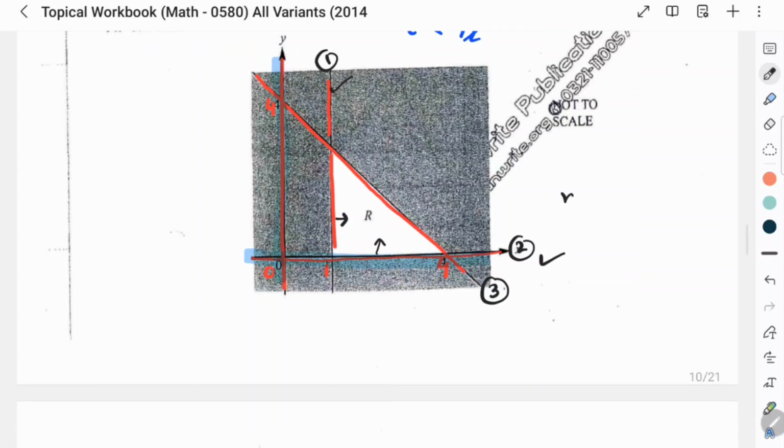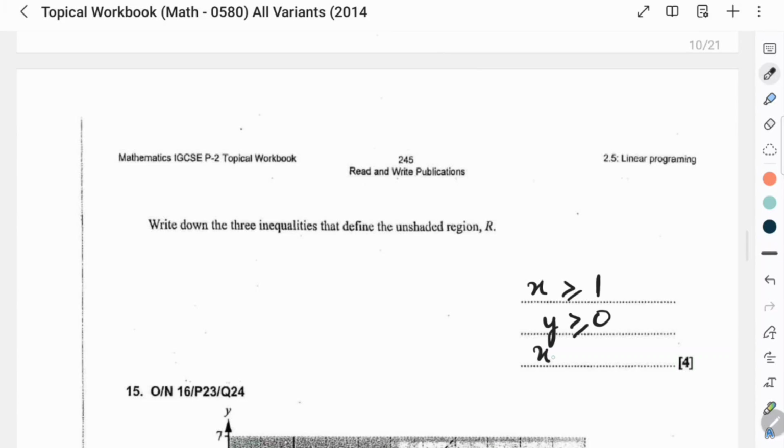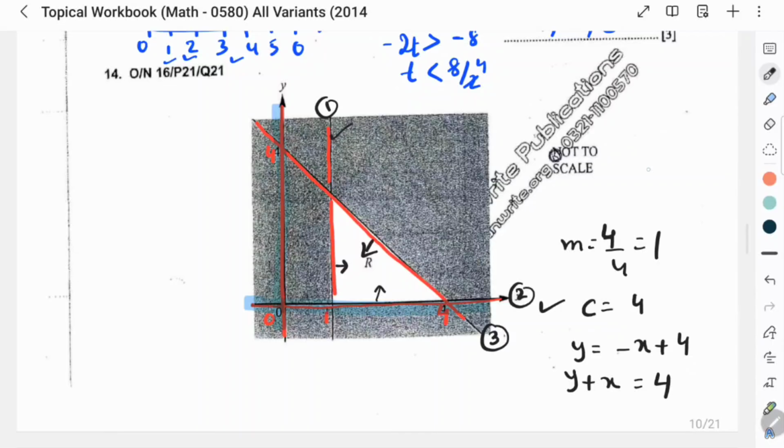So m is equal to 4 upon 4, which is 1, and then minus. And this y-intercept is 4. So y is equal to minus x plus 4, or you can write y plus x is equal to 4. For this line, the region is below the line. So x plus y is less than or equal to 4. Or if you are not comfortable with rise over run, you can take 0, 4 and 4, 0. Then you will get the same answer. Minus 1 is the gradient, because it's rising from the left.